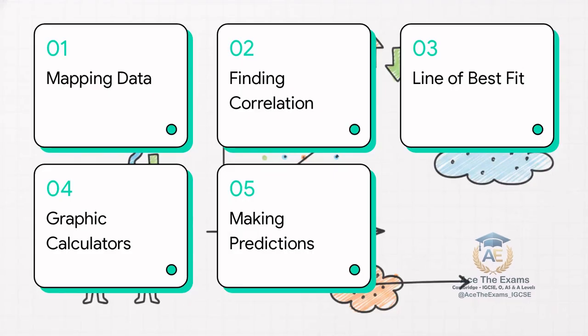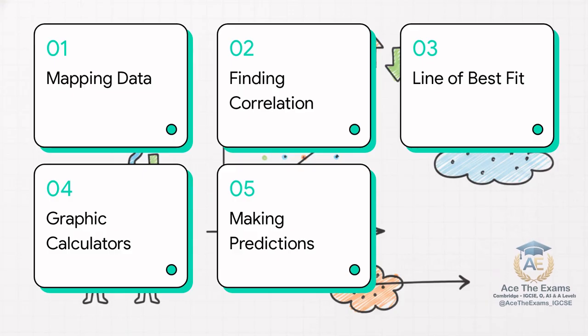To get to those answers, we've got a really clear game plan. We'll start by mapping out the raw bivariate data, then move on to identifying correlation, drawing our line of best fit, seeing how graphing calculators do the heavy lifting, and finally, making those predictions.